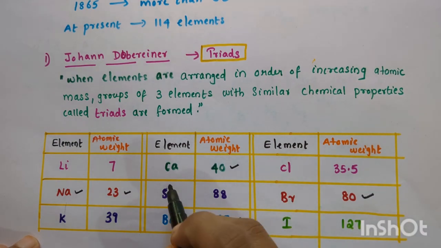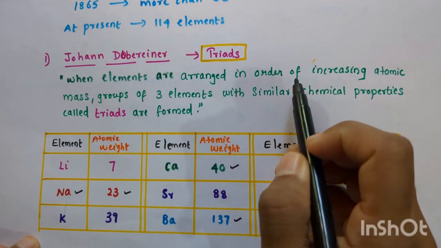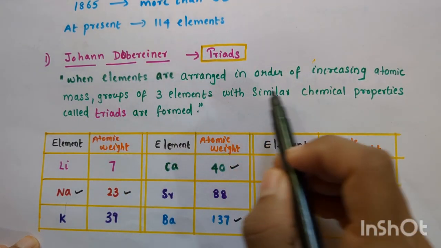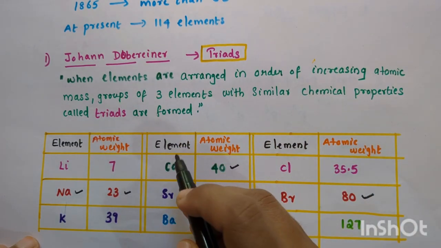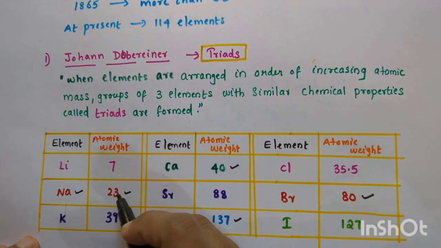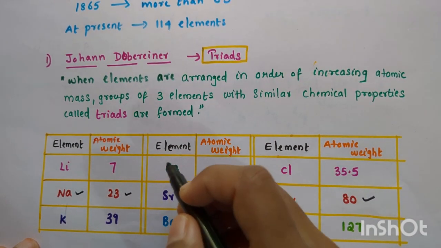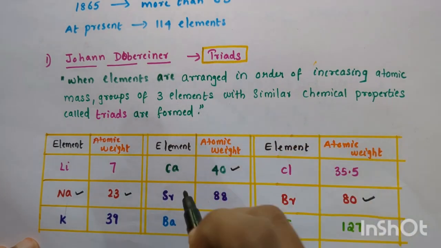According to the law of triads, when elements are arranged in the order of increasing atomic mass, groups of three elements with similar chemical properties, called triads, are formed. In a triad, the atomic mass of the middle element is roughly equal to the average of the atomic masses of the other two elements. But this law of triads seemed to work only for a few elements.